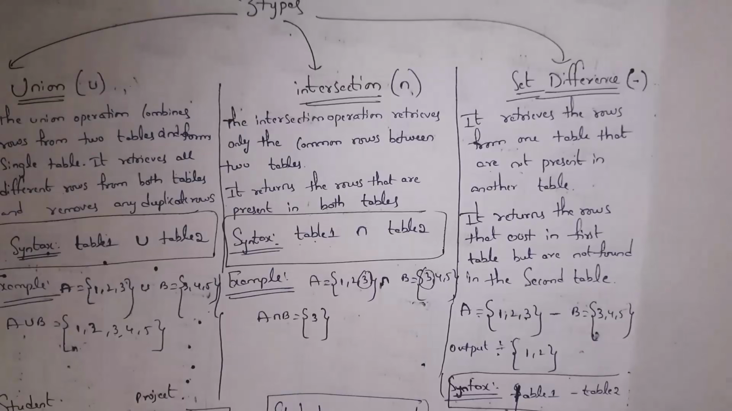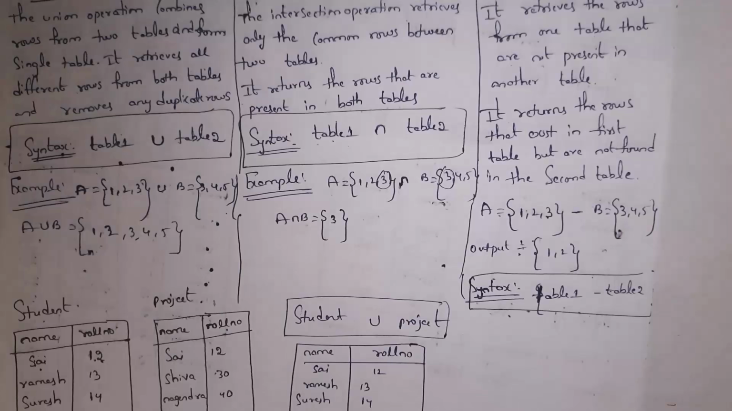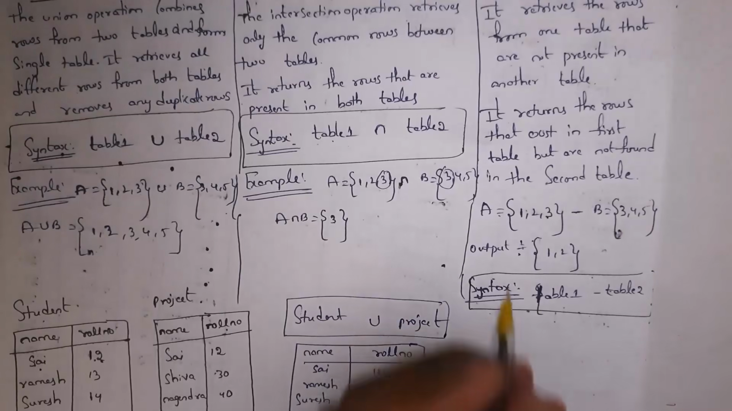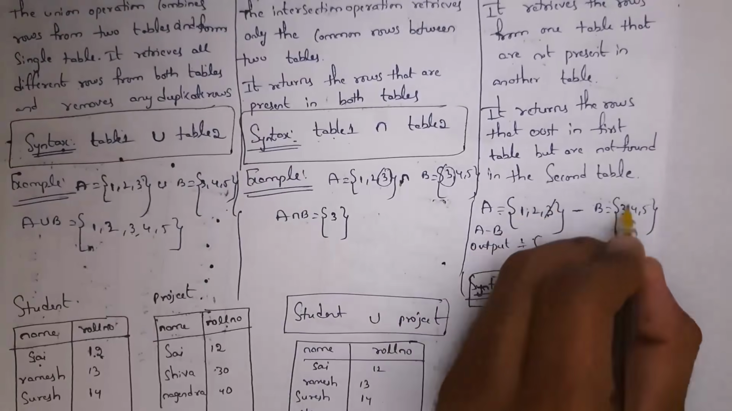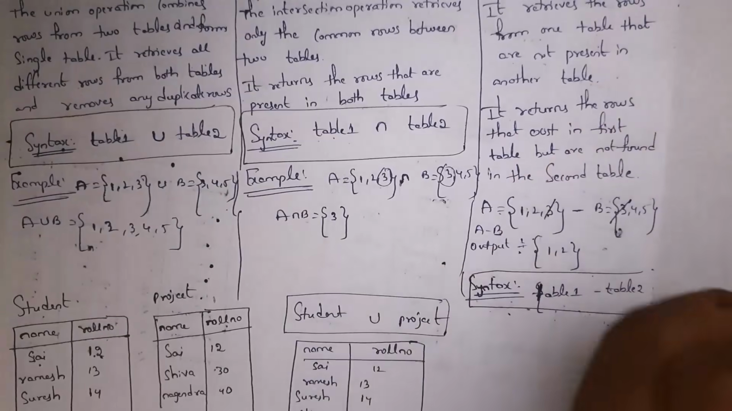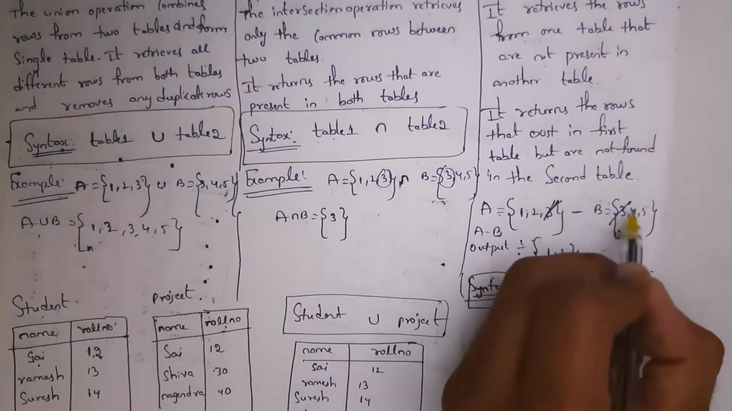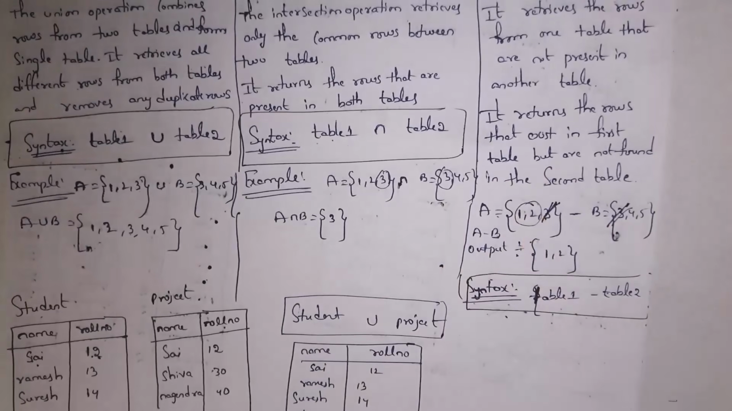Next I will explain what is set difference. Set difference will retrieve the rows from one table that are not present in another table. I will give one simple mathematical example so that you can clearly understand it. For example, A contains 1 2 3 and B contains 3 4 5. We represent set difference with the minus symbol. So I wrote here A minus B. Here 3 is common in both A and B. So it returns the rows that exist in the first table but are not found in the second table. It will display only 1 2 from A. So I will get output 1 2.